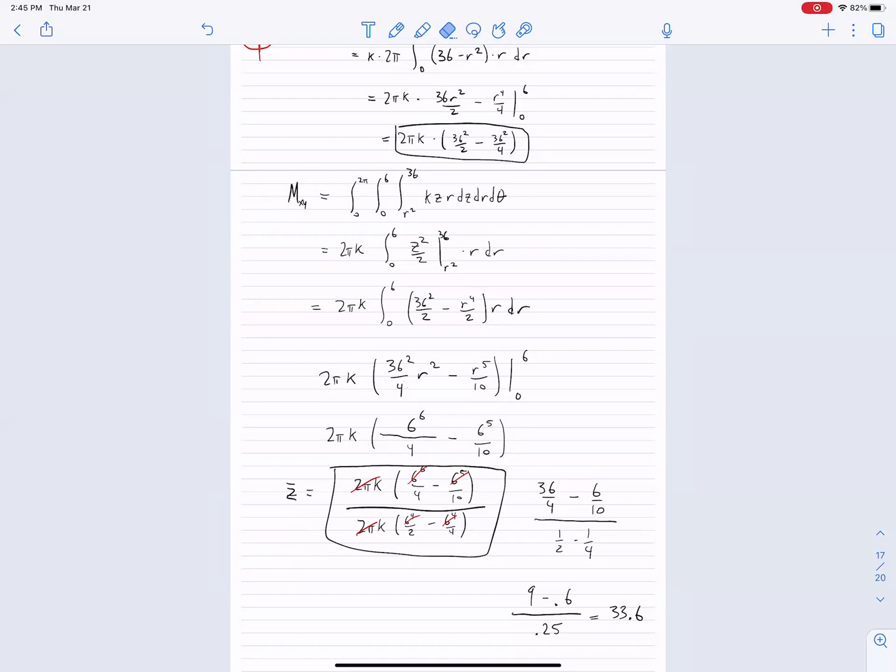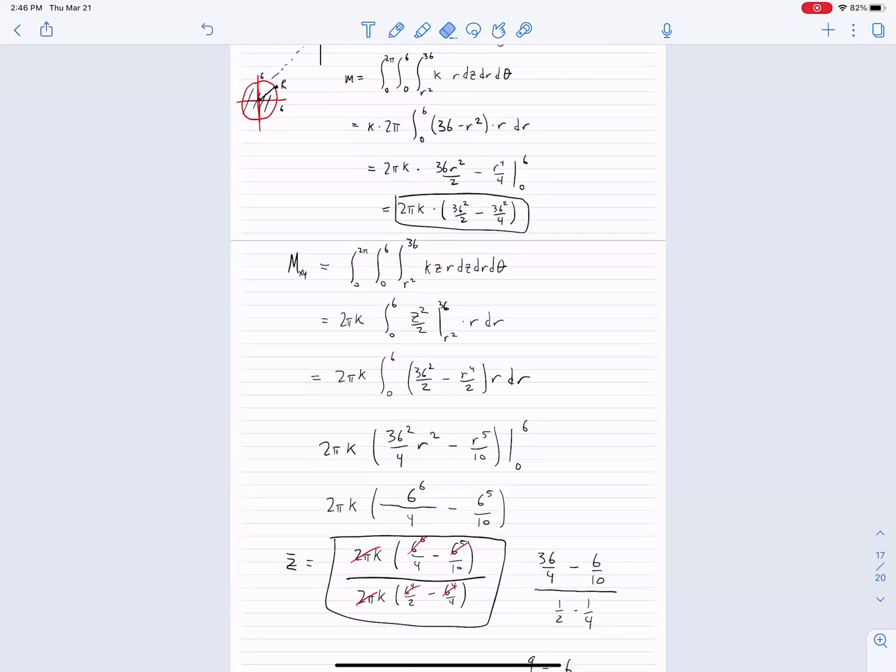And so that's nice. The nice thing when you're computing a center of mass calculation, if the density is constant, it's always going to cancel out of the top and the bottom. So you don't care. If it doesn't cancel, you messed up. Exactly.